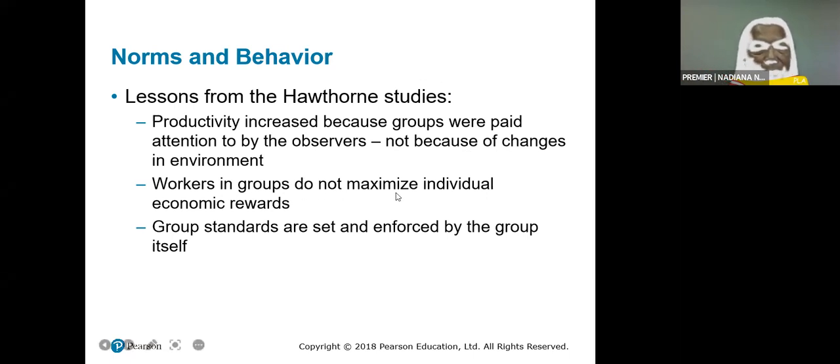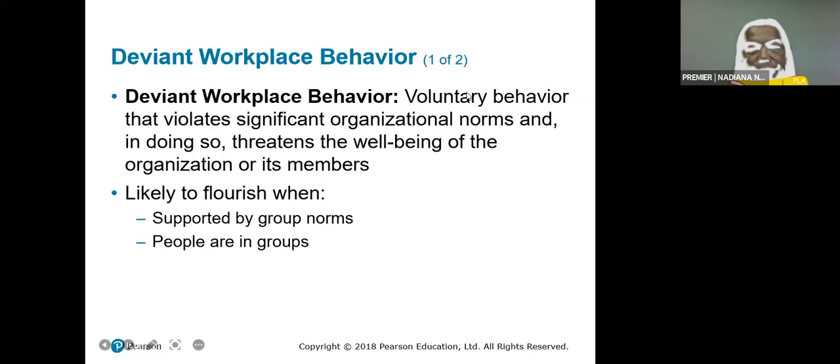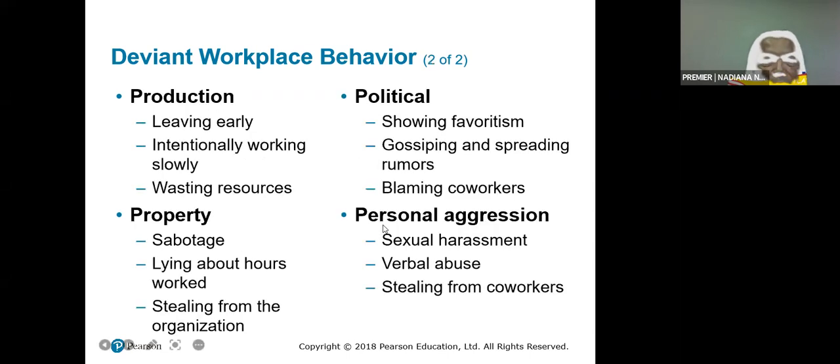Workers in a group do not maximize individual economic reward, and group standards are set and enforced by the group itself. Okay, deviant workplace behavior. It always happens in organizations. It is voluntary behavior that violates significant organizational norms, and in doing so threatens the well-being of the organization or its members. It is likely to flourish when supported by group norms, when people are in a group. This is deviant workplace behavior.